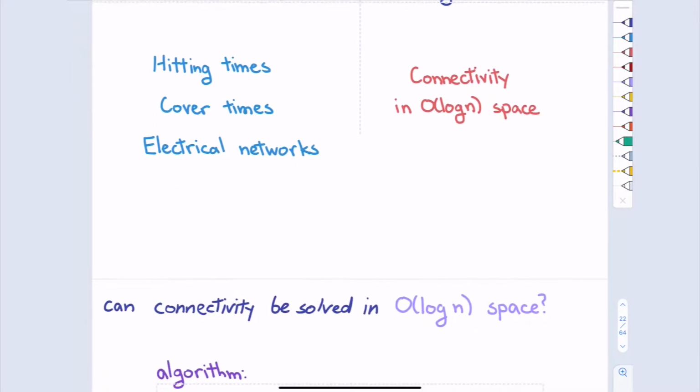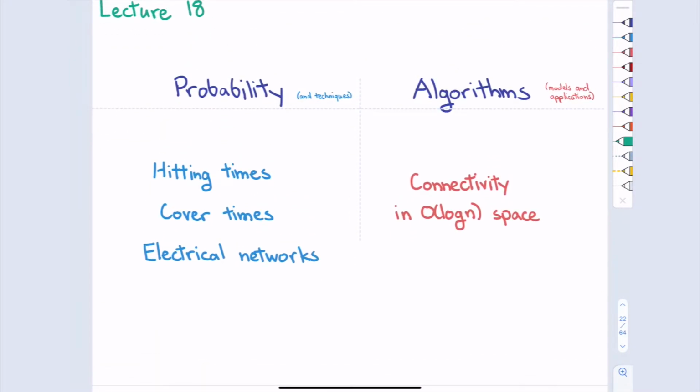All right, so anyone want to try to guess an algorithm? So you're trying to figure out if you can get from S to T, and you can roughly only remember the name of a few vertices or maybe a counter. So this is like log n additional space. Like you can look at the input, but you can only use log n additional space.